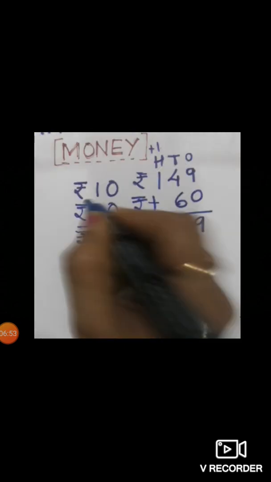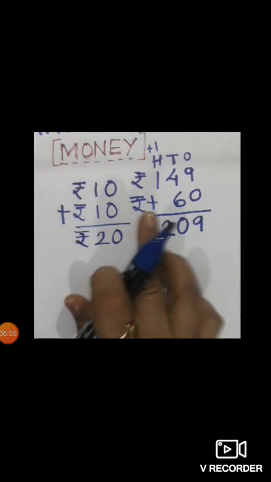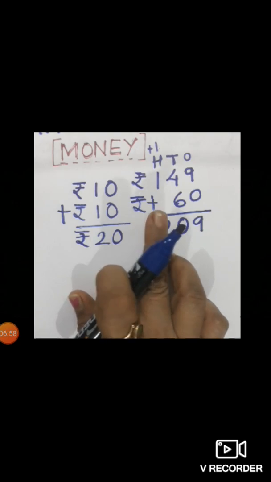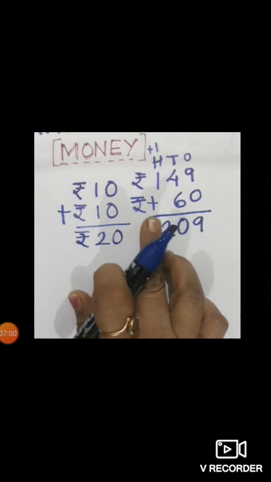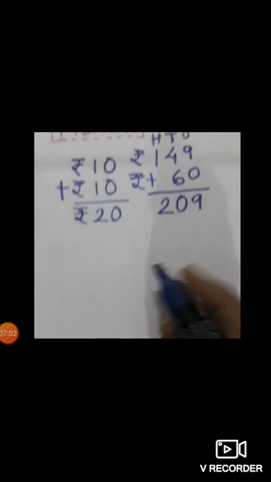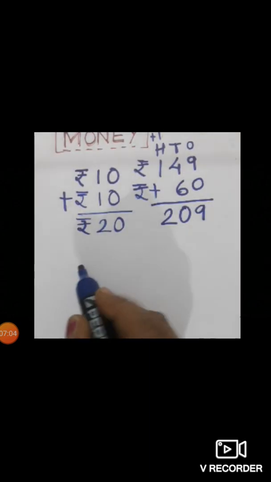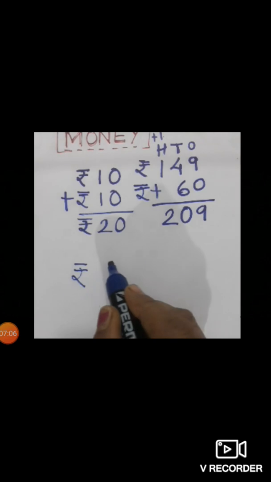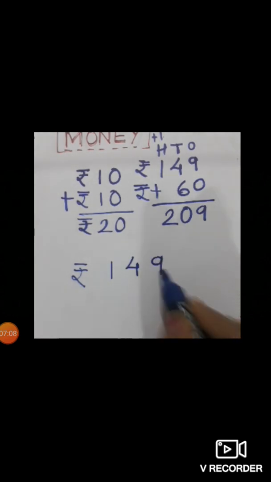I forgot to put an addition plus sign, beta. Without this, the sum is incomplete. So we need to put the addition sign. That is very important. Same number we'll take and we'll do subtraction. Let us take this. Okay, again 149.